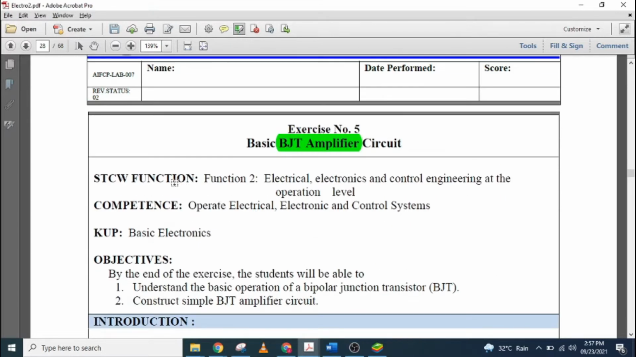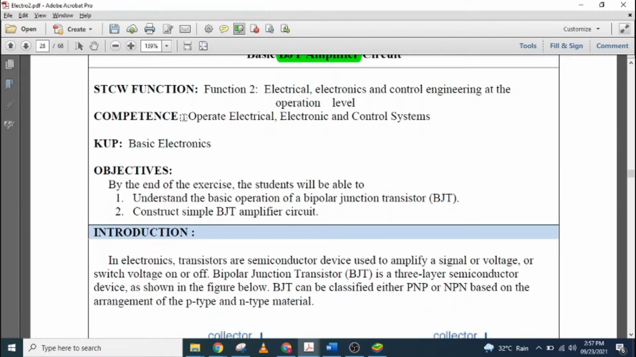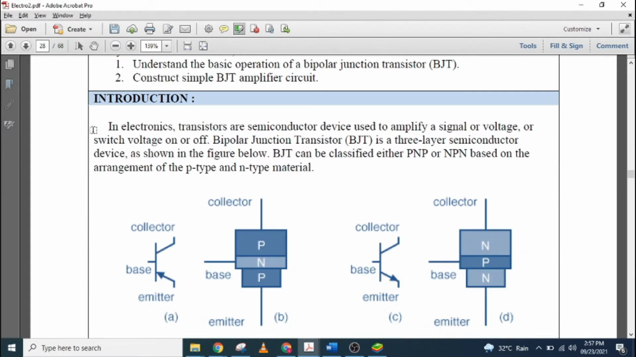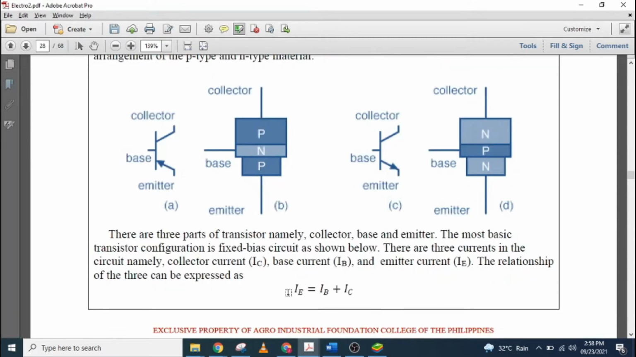Again, I'll leave you with the reading of the details of this particular laboratory activity. On this introduction, we proceed directly, class, to this equation: IE is equal to IB plus IC. The emitter current is equal to the base current plus the collector current. So we have IE, the emitter current, IB, the base current, and IC, the collector current.